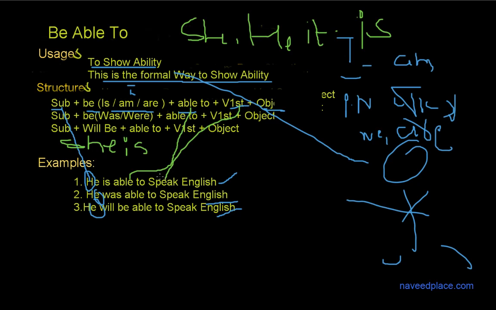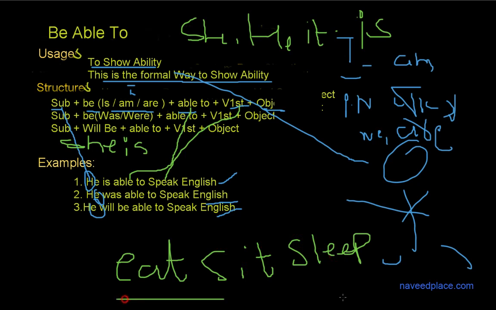Do you know what a verb is? A word which is used to indicate an act is called a verb. For example eat, sit, sleep: all these words define an act. Anything which defines an act is called a verb. Here we have speak. This word is defining an act, so this word is called a verb.